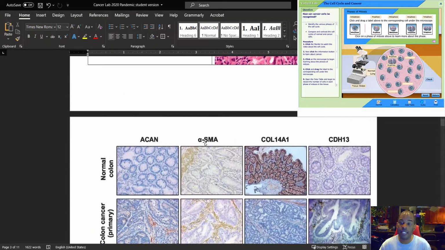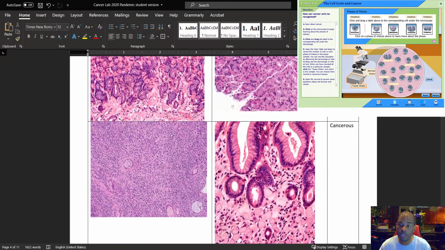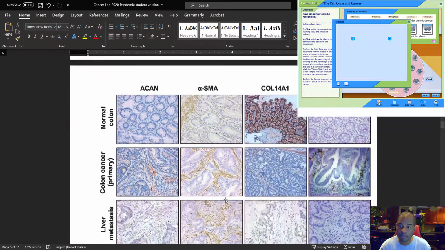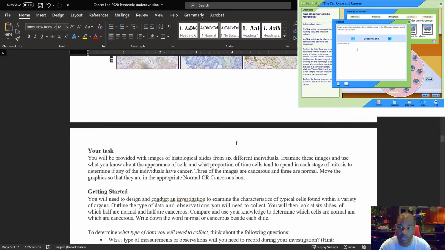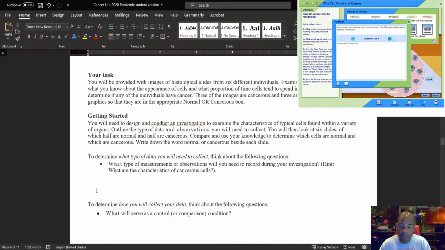And after you've done that, you have these slides here. You're going to analyze these slides. These two are normal tissue. These two are cancerous tissue. This plate here has a bunch of normal and cancerous tissue for you to look at. Look at the differences. Once you've looked at those differences, then you're going to just observe. So cancerous tissue looks like this. Normal tissue looks like this. Write it down.